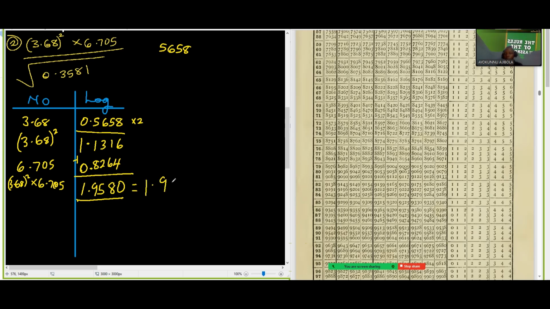Let me know if you can hear me. The next step is at the denominator. For the denominator we have 0.3581. Hello, Cody, can you hear me? Yes, sir. Okay. Then the characteristic is -1. Why is it -1? Because you have to shift your point to the front of the first digit, to make it like standard form.